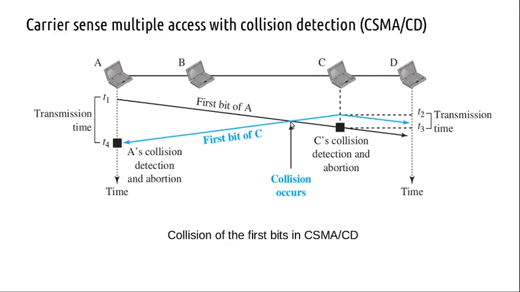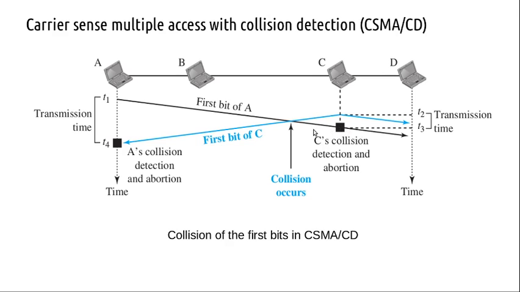So it will back off at time T4. It will detect the collision and then back off from transmitting the frame. So this is where the collision occurs, but these 2 nodes get to know at T4 and T3 respectively. So they are backing off.